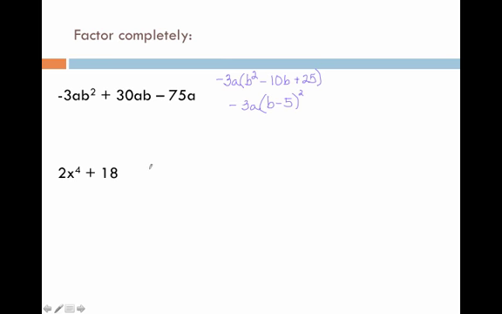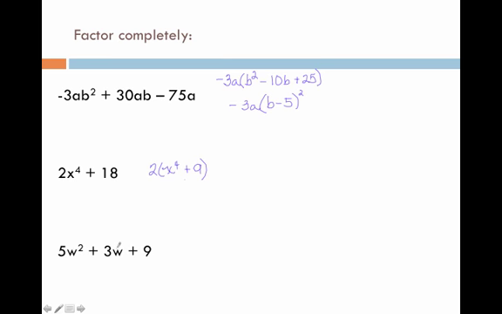Once again, I'm going to pull out my greatest common factor. That's the first thing I'm going to do. 2 times x to the 4th plus 9. Well, this looks like I've got a binomial left. It could be a difference of squares, except that the problem is I've got a plus, not a minus, so I am now completely factored.